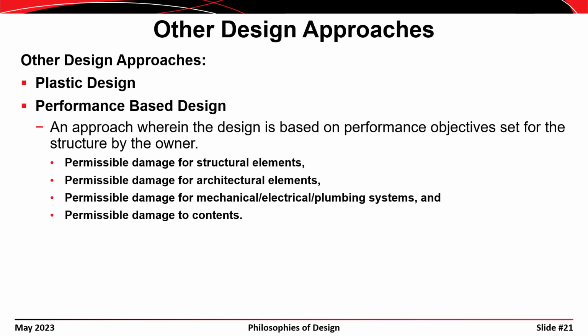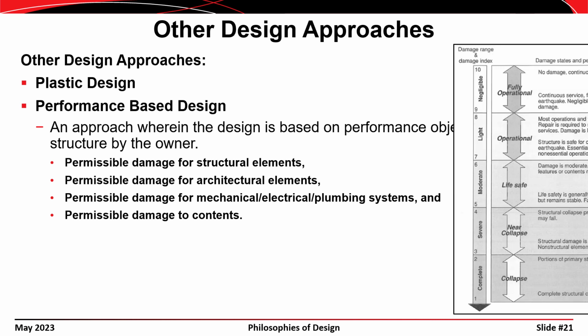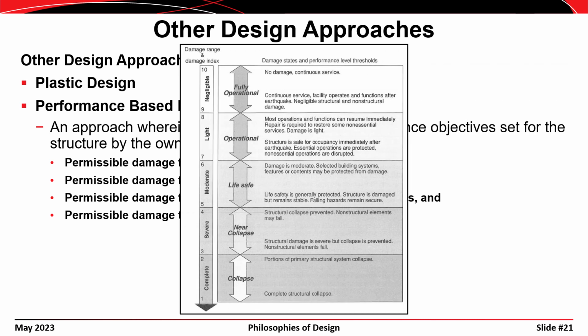Something like that. So what you do is you develop objective performance criteria that might include different damage states for the structural elements, for the architectural elements like windows and lighting and things like that, mechanical, and possible damage to the contents of the structure. And after you develop those criteria, you figure out what is acceptable, what is not acceptable, and you try and size the structural elements or the performance of the system based on that criteria.